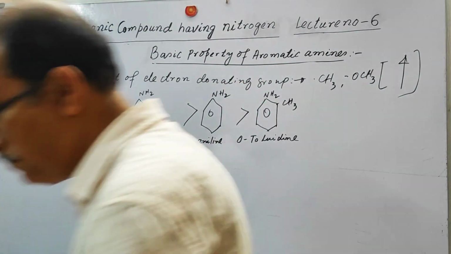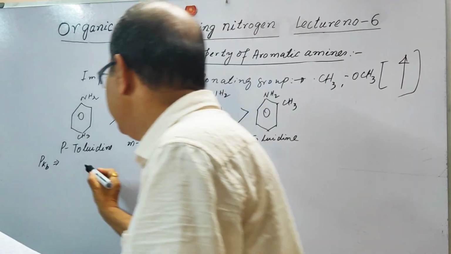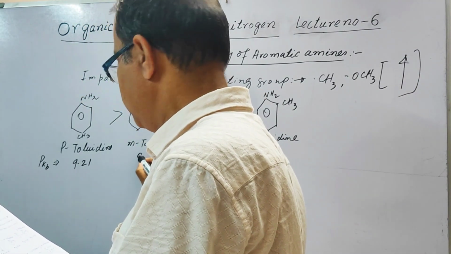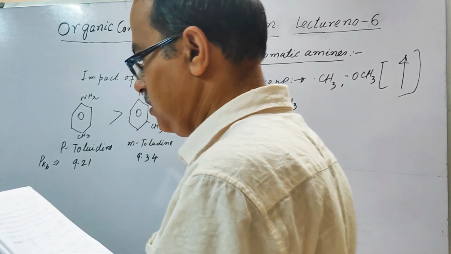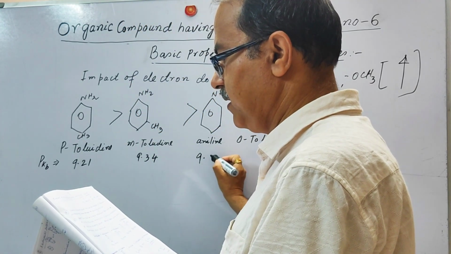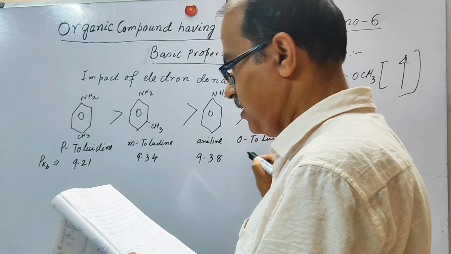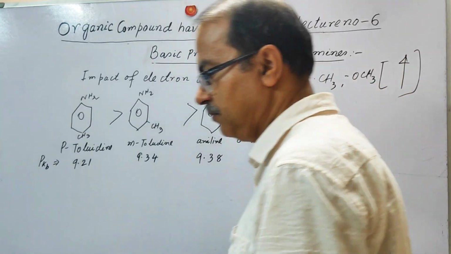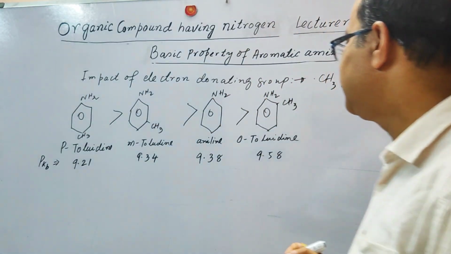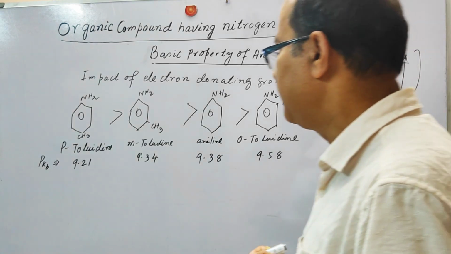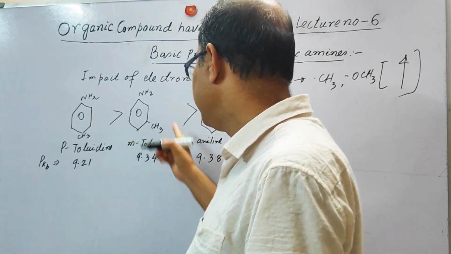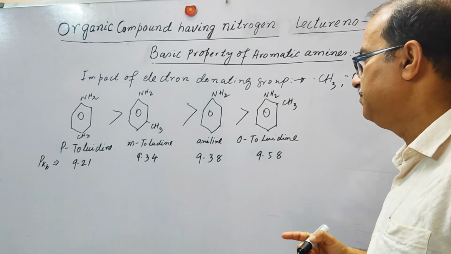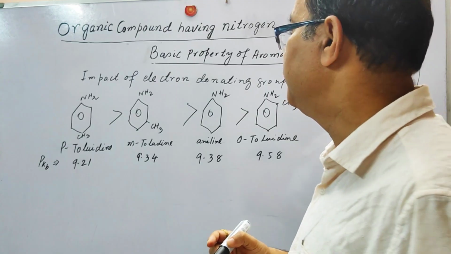Now what are the pKb values? For para-toluidine it is 9.21, meta is 9.34, aniline has 9.38, and ortho will be 9.58. Okay, so we understand this is the impact. Para-toluidine, then meta-toluidine, then aniline, and ortho-toluidine comes last, having the lowest basic strength.